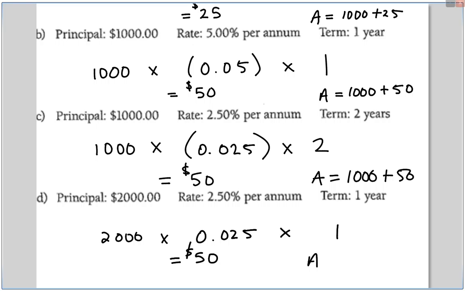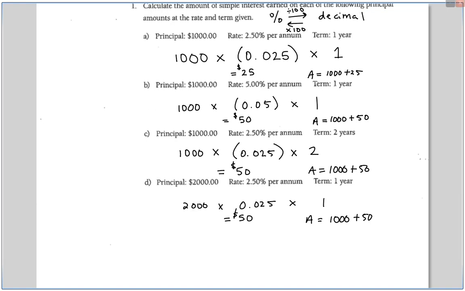So all these are very similar. You'll notice that they got 50 for 3 of them, and the one that we started with is half of that, 25. So if you stare at this long enough, you probably start to see some patterns. Like, why is this one 25 and this one's 50? 50 compared to 25 is how much? Double. And what happened to the interest rate?